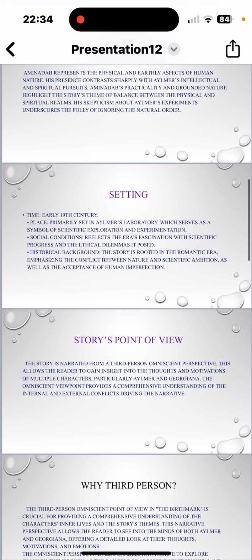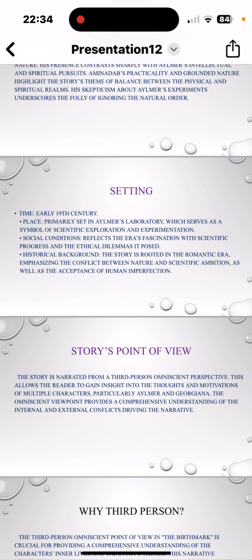So furthermore, we have the setting of the story. Time is early 19th century, as I pointed out. Place is primarily Aylmer's laboratory, in his lab, as he's always into scientific things. As for social conditions, it reflects scientific curiosity and experimentation. We have the historical background, which shows the Romantic era focused on nature, science, and human imperfection.